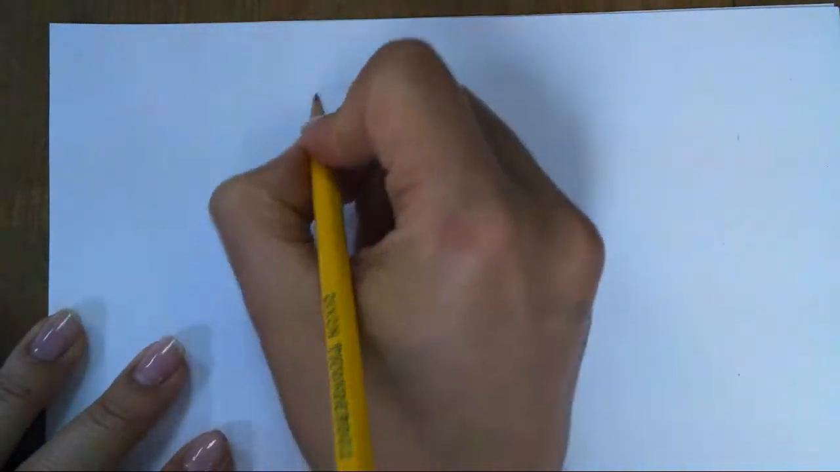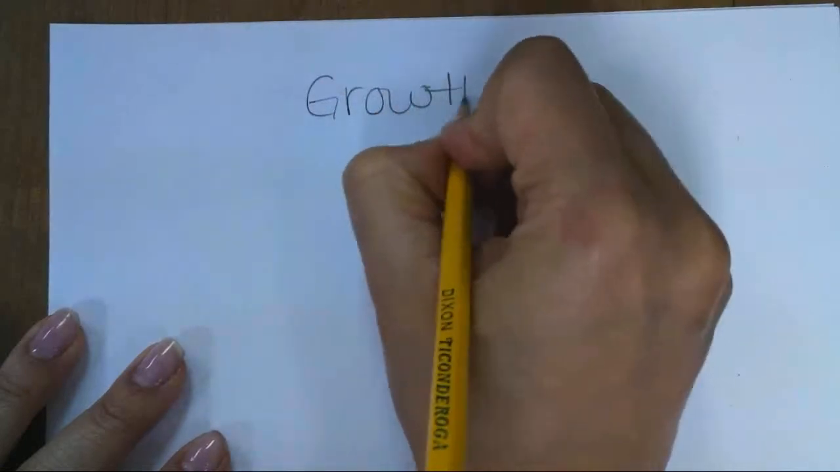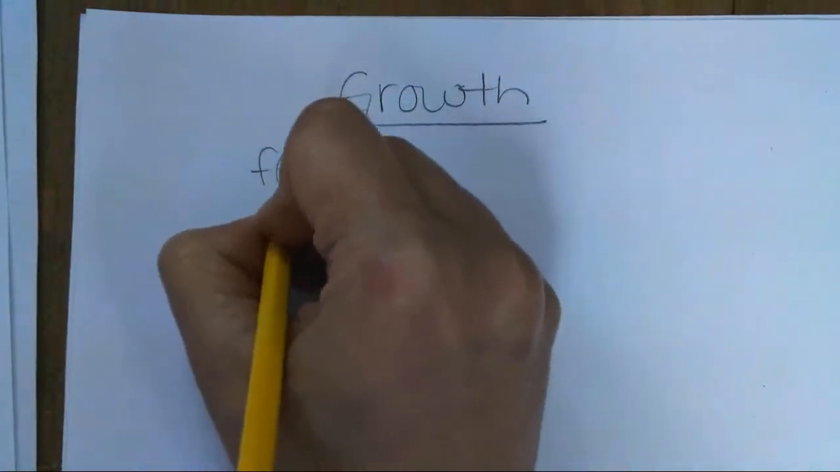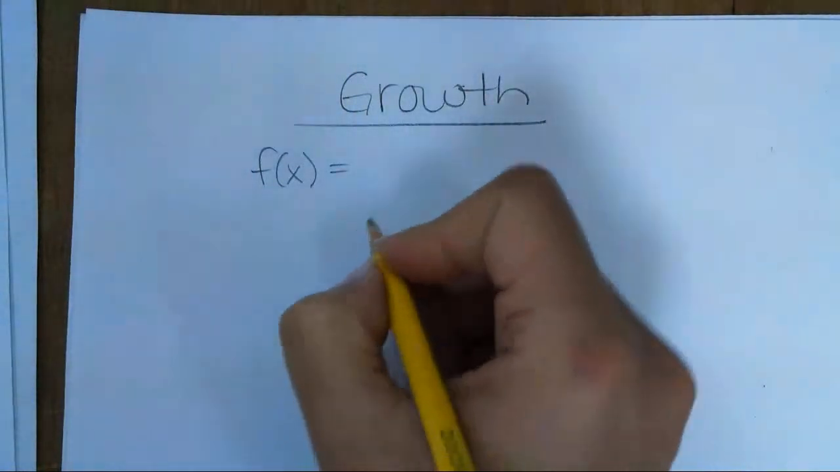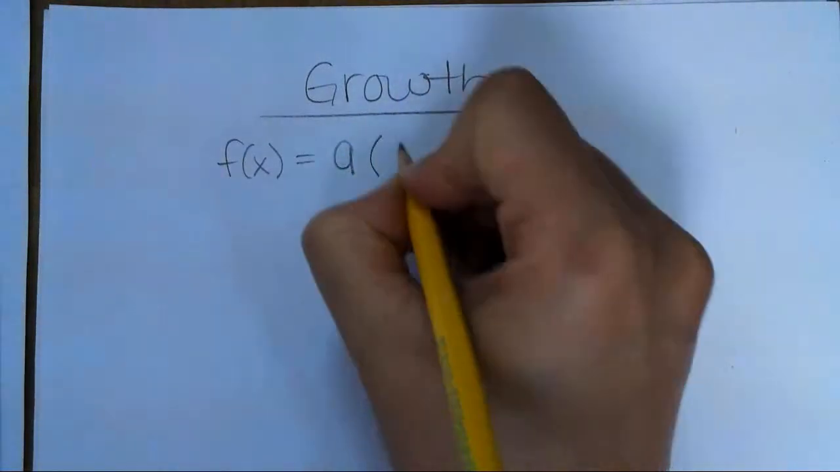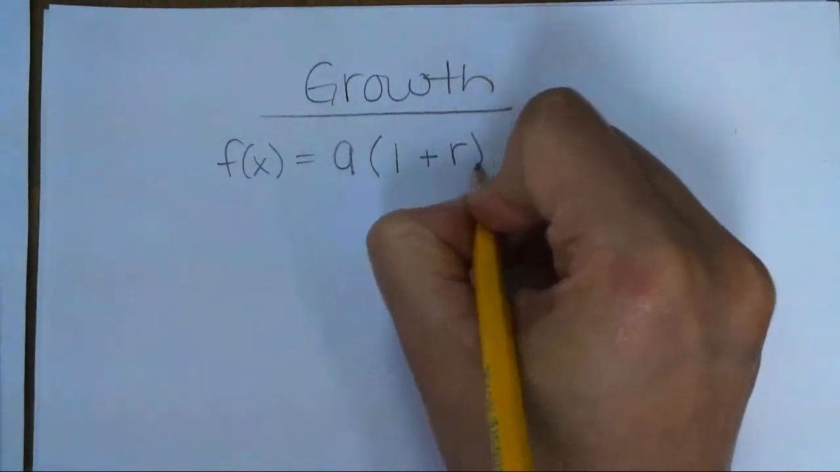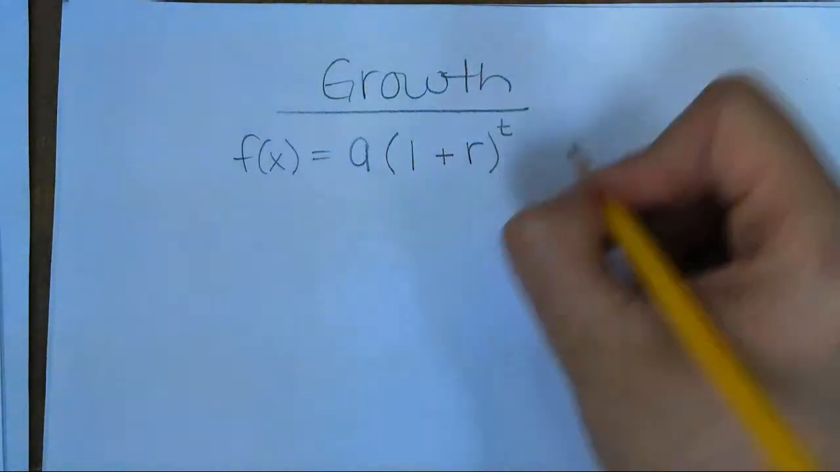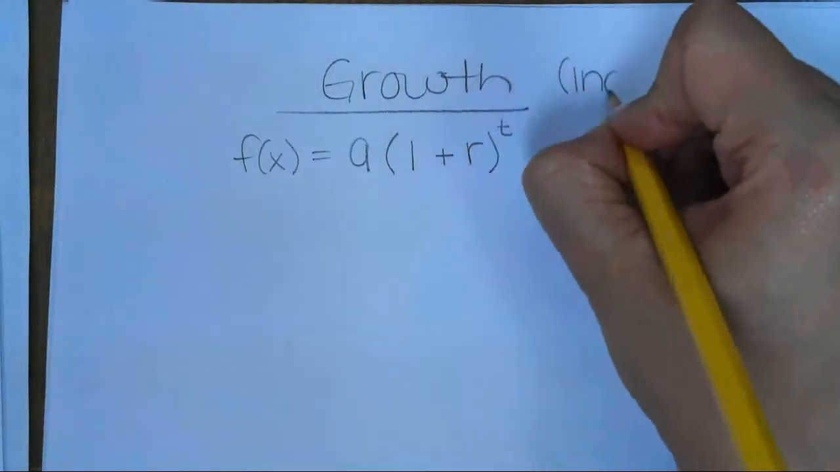Let's go on into growth and decay. Okay, so for growth, you have your initial function. So I'm going to use f of x is equal to your a, which is your initial value, and then you have times 1 plus your r to the t, because remember, it's time that we're dealing with. Okay, now when I have a decay, so this is something that is increasing. Okay, let me put it over here, increasing.